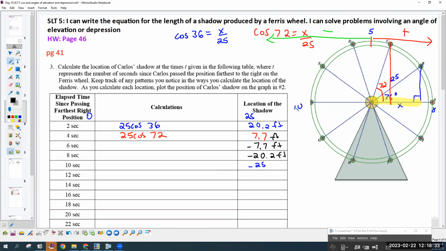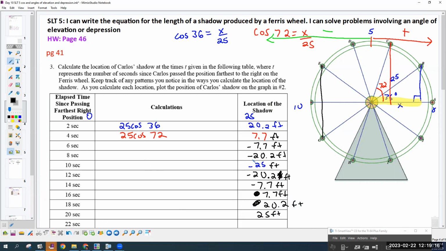10 seconds is negative 25. Now the difference from before is that chair E and chair G actually produce the exact same shadow. Okay, it's not a height, it's the shadow length we're looking at. And then negative 7.7, I keep forgetting the feet. Then when I'm down at the bottom, that would be 0. And then when I get to chair I, that's still going to be negative 7.7. And then, whoops, positive, we passed. And then positive 20.2. And then at 20 seconds, we're back at chair A with a shadow of 25 feet.